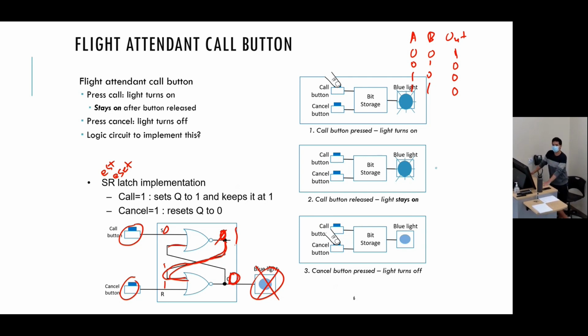So you push the button, and when you let go, it remembers until you reset it. And same thing when you hit the cancel button, it remembers that it needs to stay off until you hit the set button. So this is like a very simple memory circuit.